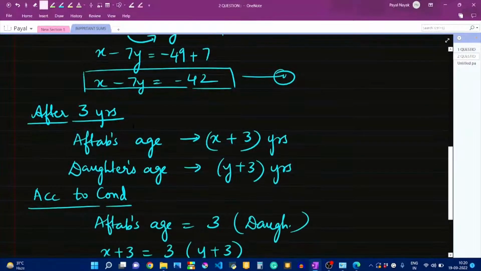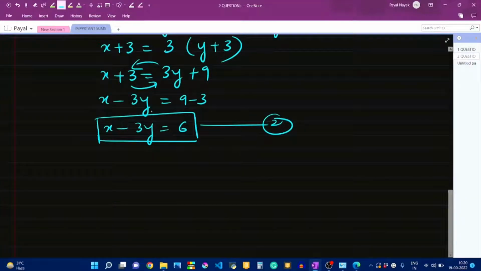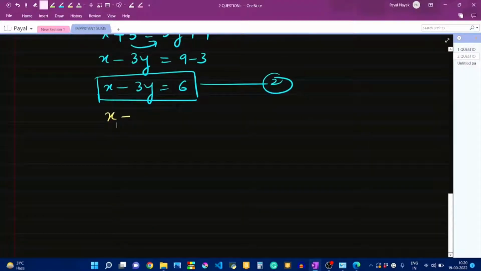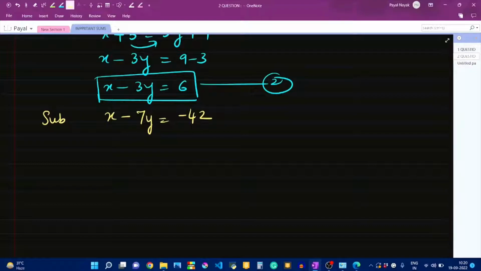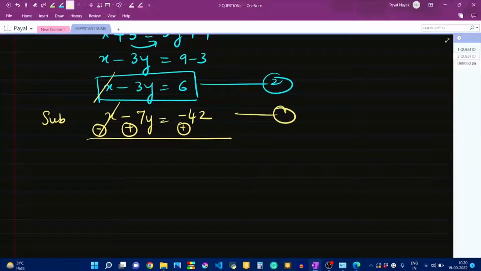Now the first equation is x minus 7y is equal to minus 42. I'll write down the second equation here again, x minus 3y is equal to 6. Here you can see the sign of both the x terms is positive, so you're going to subtract. This becomes negative, and this again the sign will change. So the x terms will get cancelled. So minus 3y plus 7y gives you 4y is equal to 42 plus 6, which gives you 48.